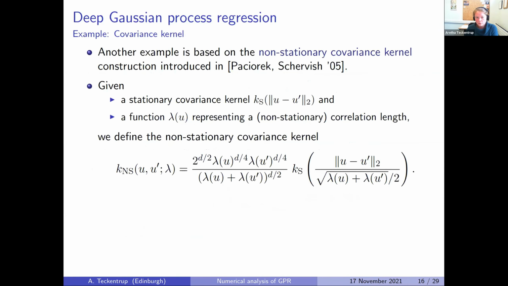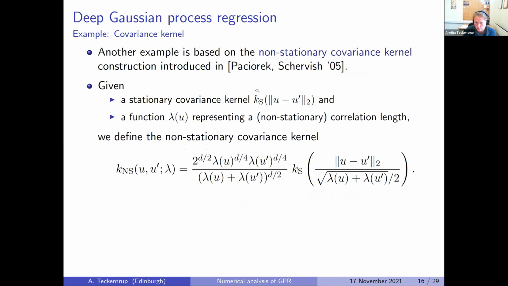So another example is based on non-stationary covariance kernels. This is a construction that was introduced by Paciorek and Schervish in this paper here. Some of you might have seen it before. As I said, it's a construction based on non-stationary covariance kernels. What you need for it is two ingredients. You need one stationary covariance kernel.